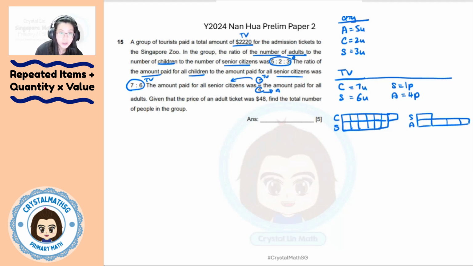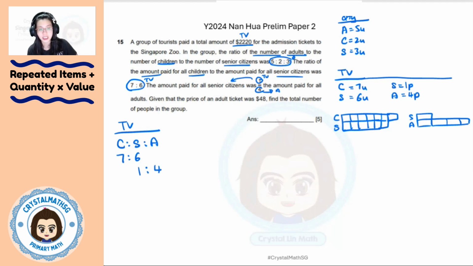For those who are doing ratio, which is my P6, you can do this in ratio. And this is talking about the total value. Your children is to senior citizen, and then senior citizen is to adult. So I can combine. But when you combine, please don't write one line, top and bottom. First line represents the first ratio, second line represents the second ratio.